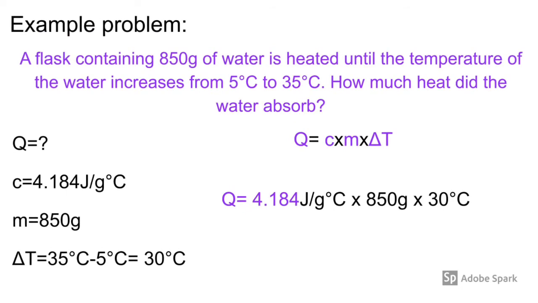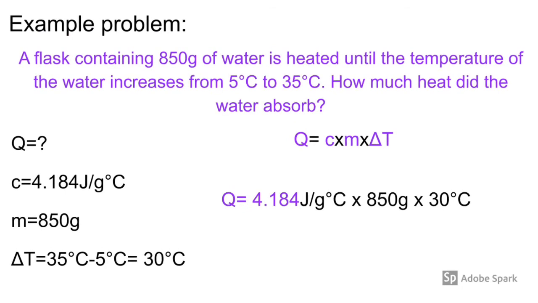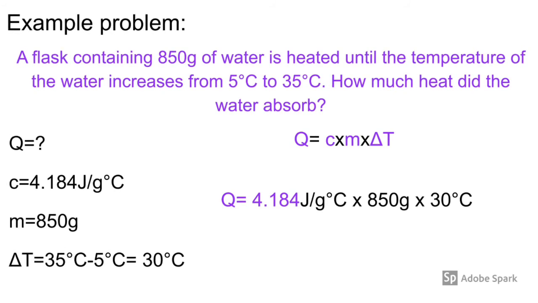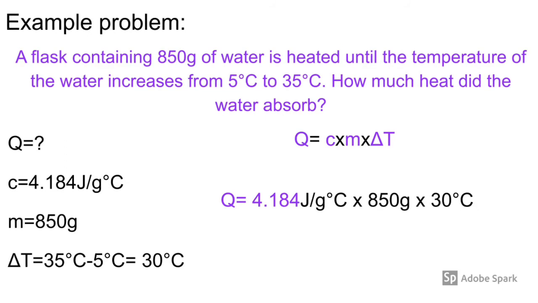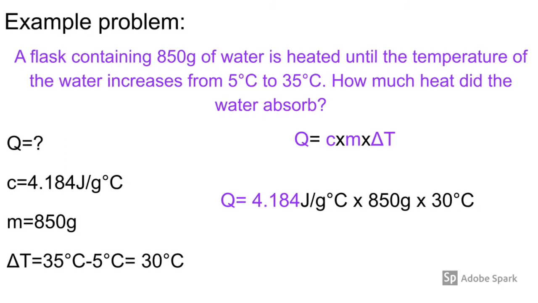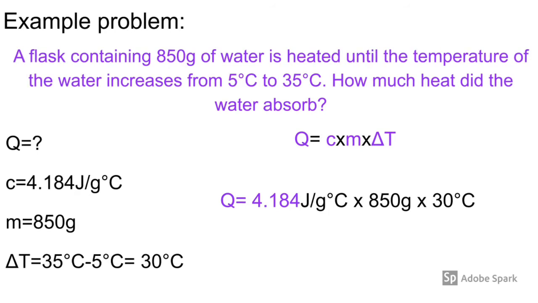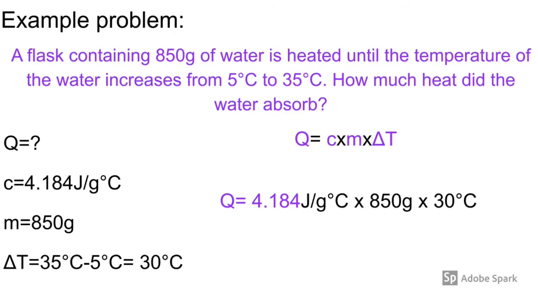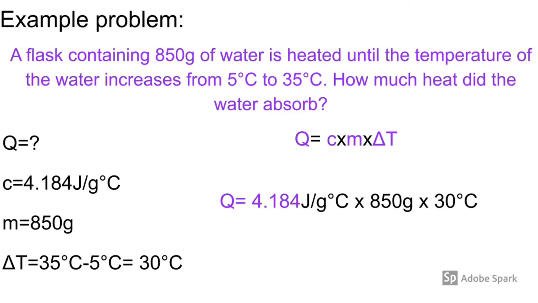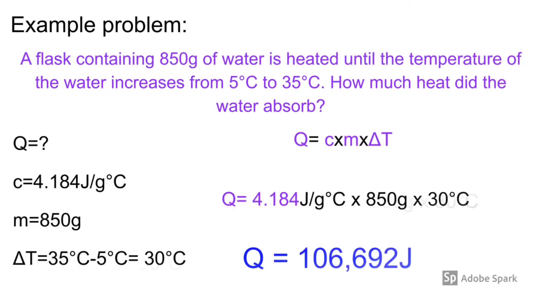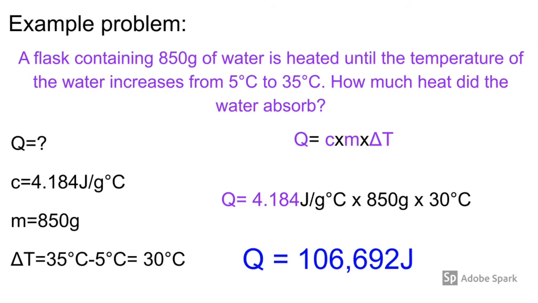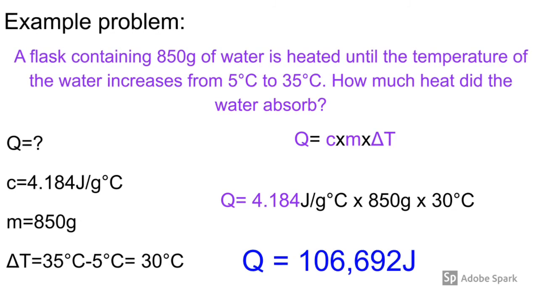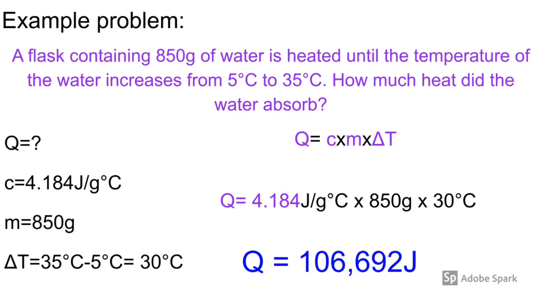So here I've plugged in the numbers for the equation. Don't mind the purple and the numbers. I just forgot to change the color. So we don't know Q, but we do know our specific heat of water. They gave it to us. That's the 4.184. And we're going to multiply that by the mass, 850 grams. And we're going to multiply that by the change in the temperature. It changed by 30 degrees Celsius. When we multiply these three numbers, we find out that the heat it absorbed was 106,692 joules.